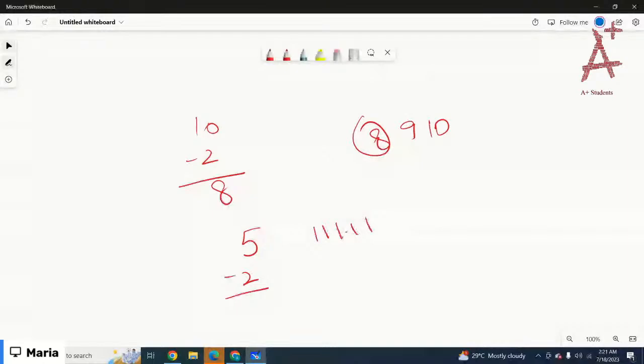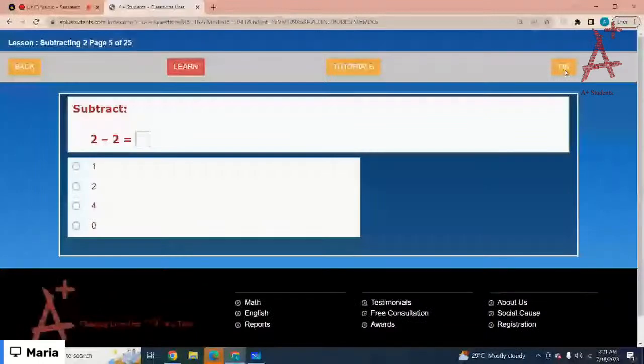Okay, the next one is 2 take away 2. So which is the correct option? You are given four options. They are 1, 2, 4, and 0. So which is the correct one? 2 take away 2 is 0. So 2 take away 2 is 0.